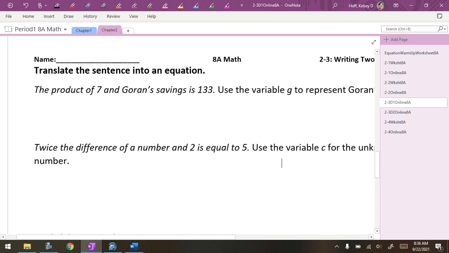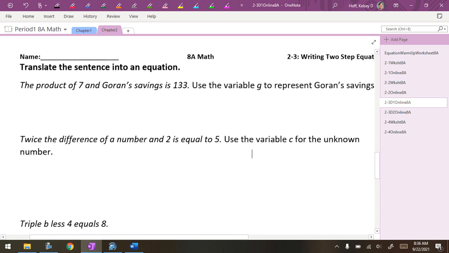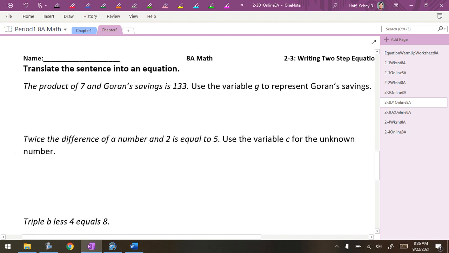Okay, I took these straight off your online homework. So this is exactly what your problems are going to say today. Translate the sentence into an equation. The product of 7 and Goran's savings is 133. Use the variable g to represent Goran's savings. So they tell us what letter to use. Somebody tell me an important word in there. Jack? Product. Product means? Divide.